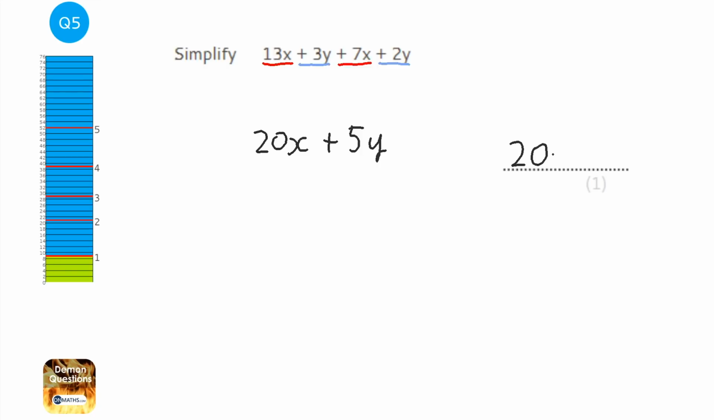Now it can be tempting to try and add these together, but these are unlike terms. They're not like terms, so we can't add them together. You can multiply them. So if we times them together, it would be 100xy. But when we add them, we can't add them. That is our answer.